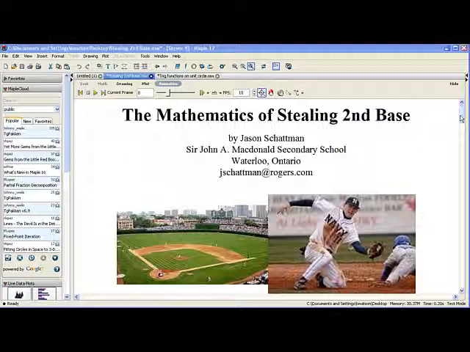I'll start with an example application from grade 9. In this unit, students are learning how the formula distance equals velocity times time relates to slope and y-intercept, and how to interpret a distance time graph. The application is the mathematics of stealing second base.